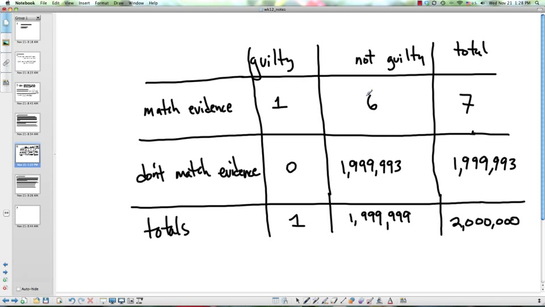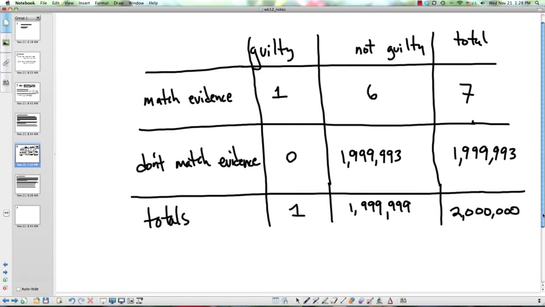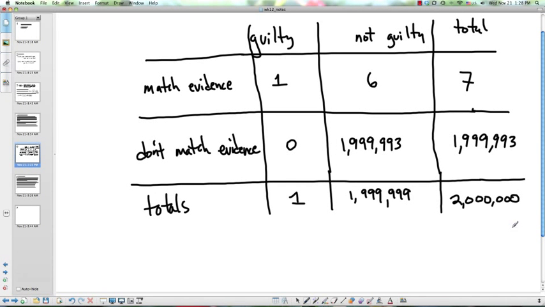You could also check, it makes sense that this number should be as it is because if you look at the total number of people that are not guilty, 6 of them match the evidence. The rest of them don't match the evidence. All right, now that I've completed the table, I can go back and look at those questions that were posed. So let me write them down. Let's see if I can fit this all on the screen at one time.